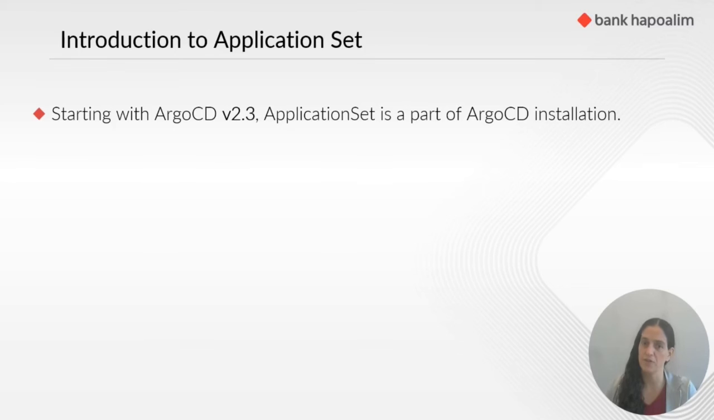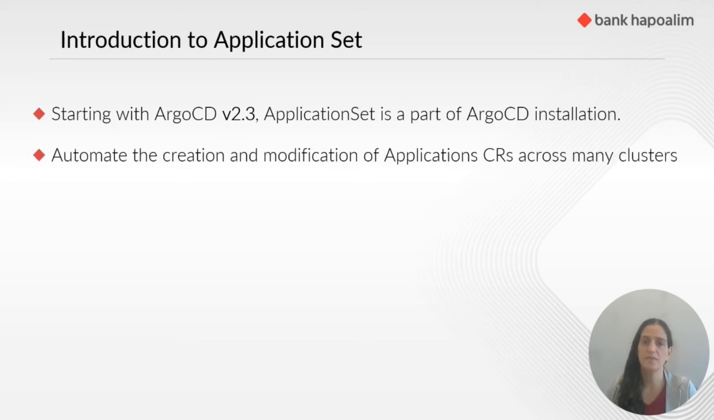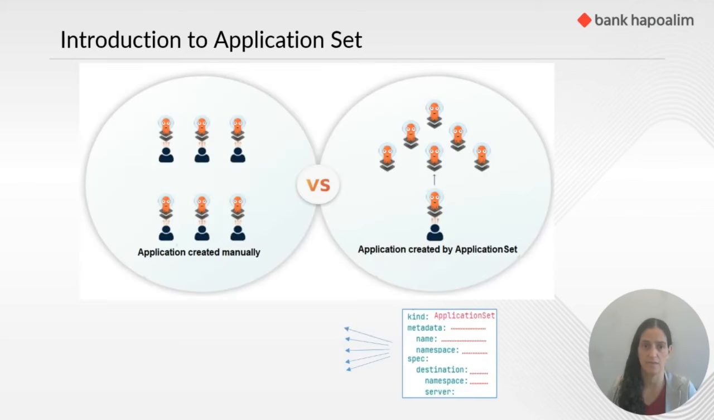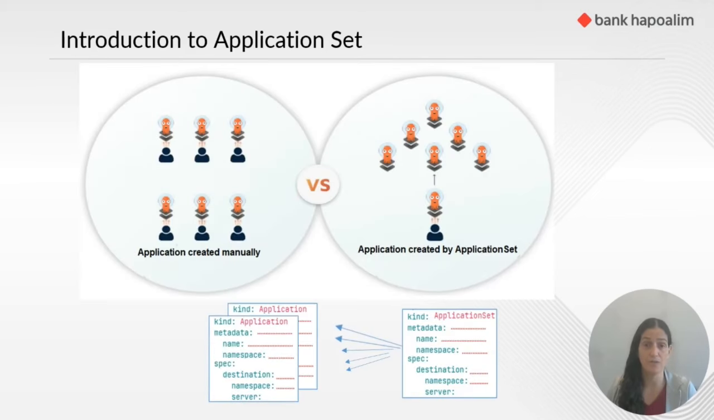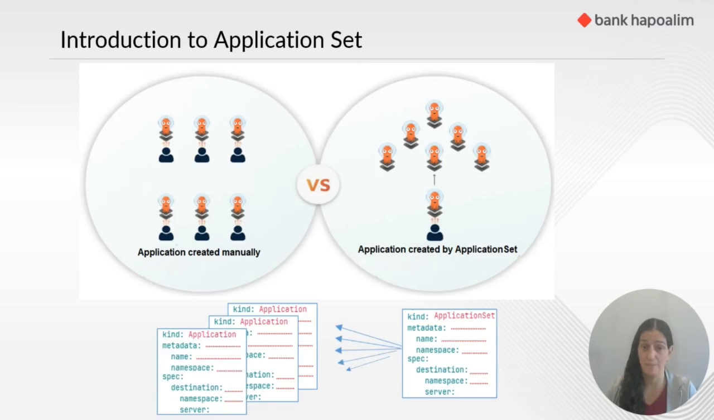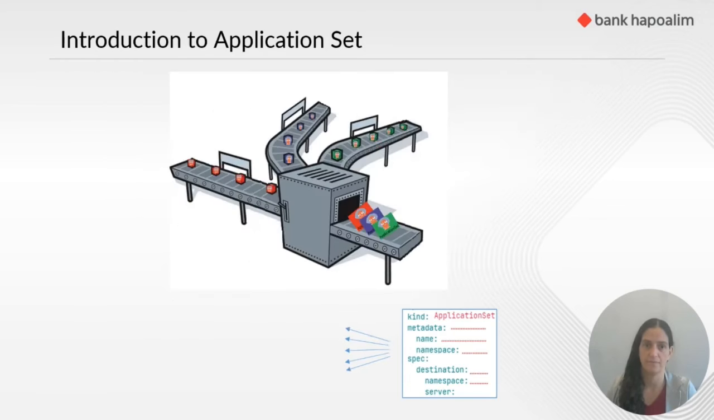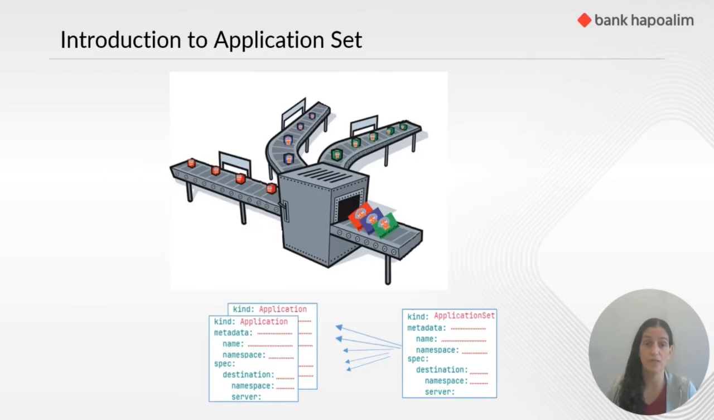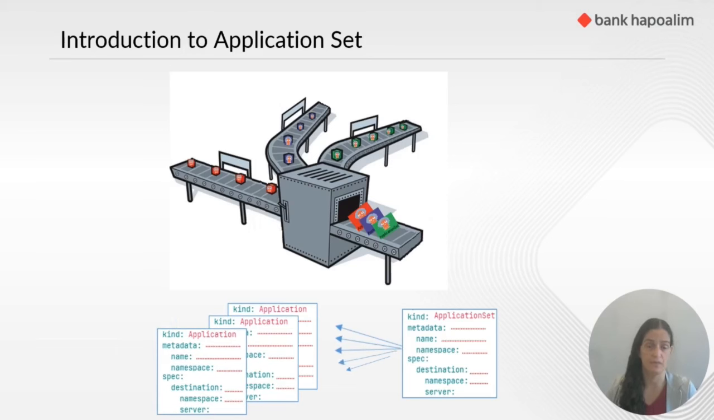Starting with ArgoCD version 2.3, the application set controller is part of the ArgoCD installation, so we don't need to install it separately. It gave us a way to automate the creation and the modification of application CRs across many clusters. With one ArgoCD application set manifest, we can target many applications to many Kubernetes clusters. It's a sort of an applications factory.